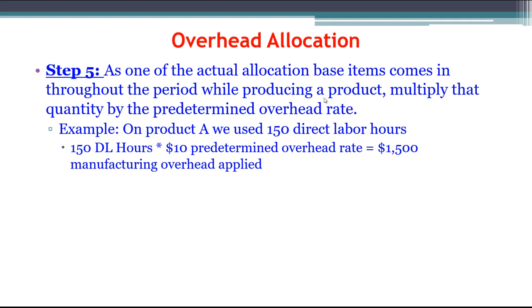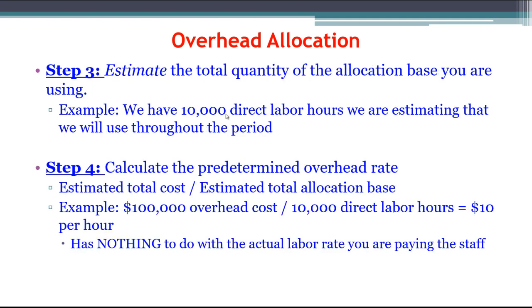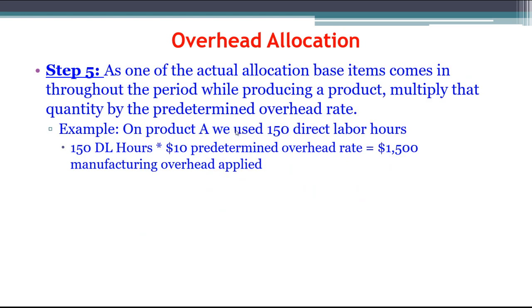Keep in mind now these are actual hours. We estimated that we were going to use 10,000 direct labor hours. Maybe throughout the year we start using way more than expected. That's fine. We'll see what happens later on, but we continue to apply it based on the estimated $10 rate. Actual hours times the $10 rate gives us our applied overhead.